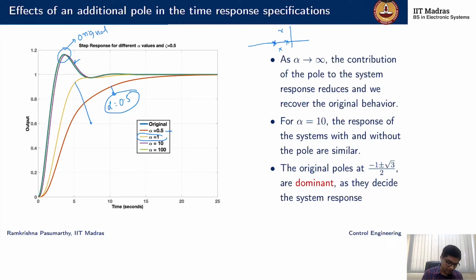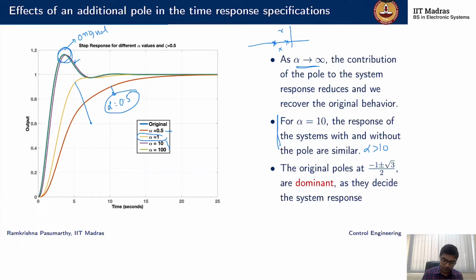However, after a certain value of alpha, I see that the behavior doesn't change much. So for alpha equal to 10, the response of the system with and without the pole are similar, and similar for any other alpha which is greater than 100. And as alpha goes further and further, we recover the original response.